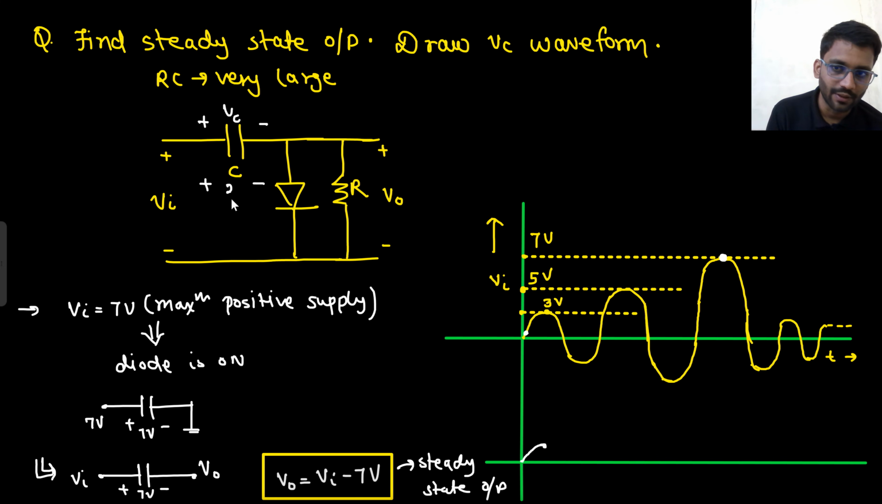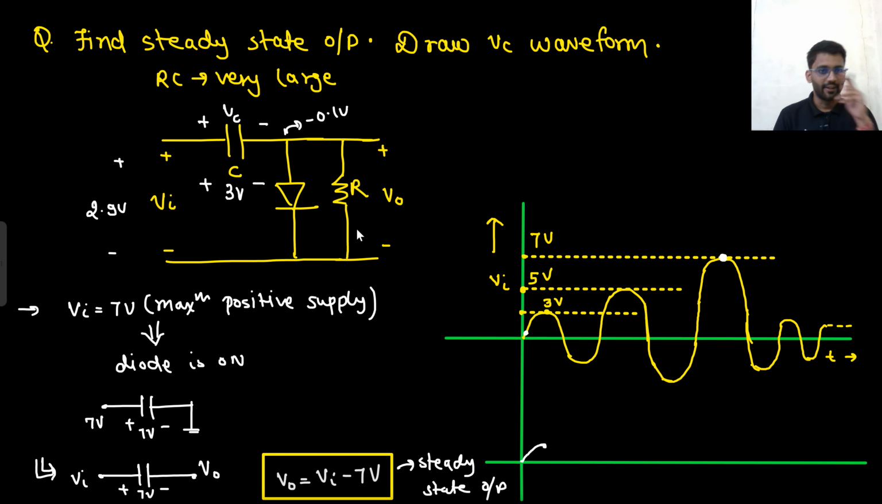This is charged to 3 volt. But at the next moment, the applied voltage is 2.9. 2.9 minus 3, here you are having minus 0.1. And if you are having minus 0.1 here, then your diode will be turned off. If the diode is turned off, the capacitor will retain its voltage. It will neither charge nor discharge. Why so? Because RC is very large. So after that, it will retain its voltage.